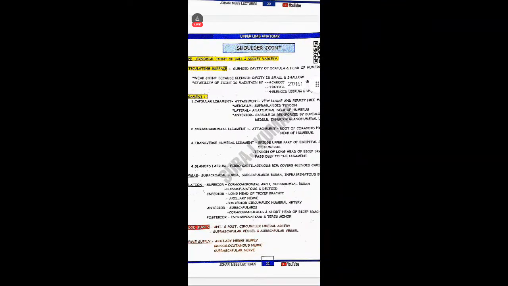Okay, so we talked about the capsular ligament. Medially, it extends beyond the supraglenoid tubercle and laterally to the anatomical neck of humerus, and anteriorly the capsule is reinforced by superior, middle and inferior glenohumeral ligaments. There are three thickenings in the anterior part of the fibrous capsule to strengthen it.